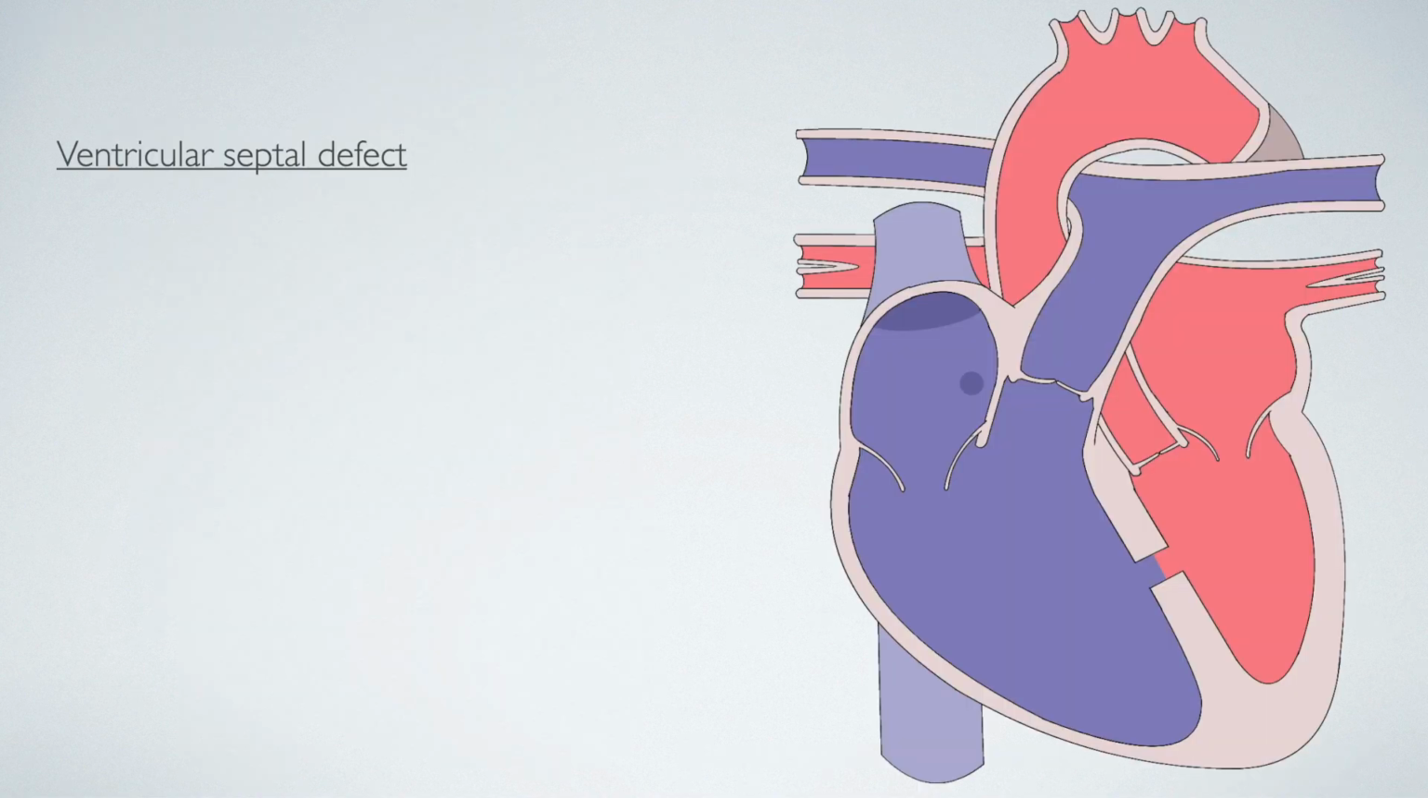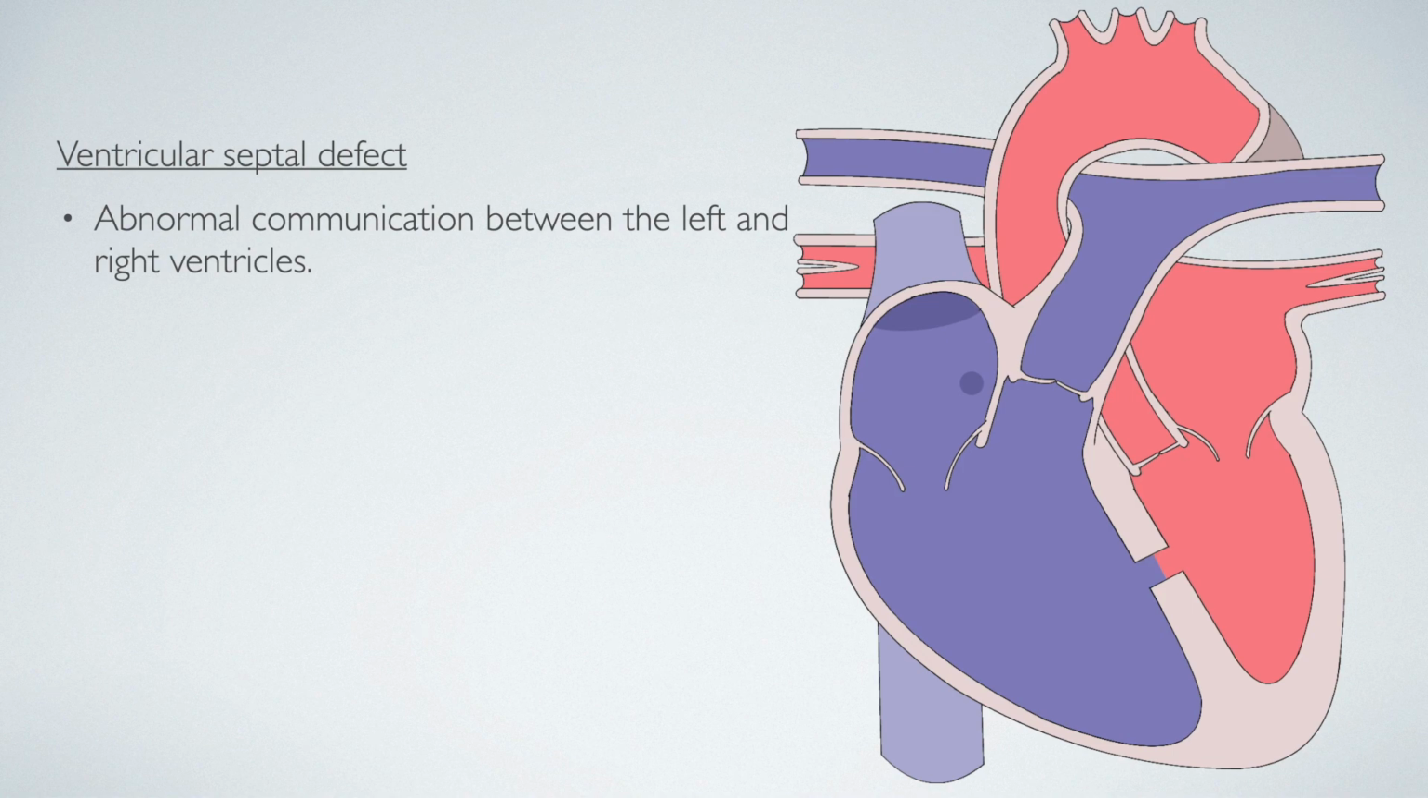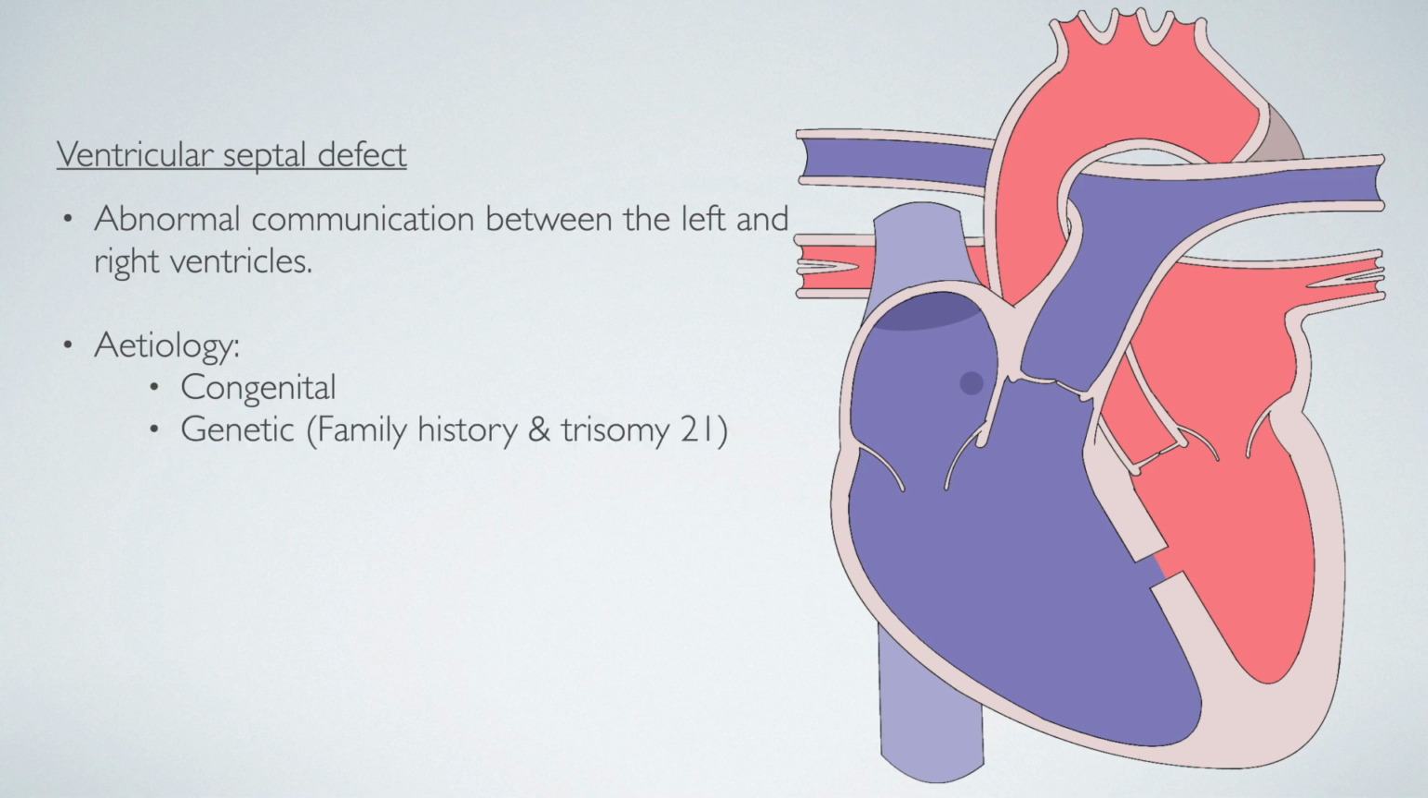Let's pause for a moment to learn more about ventricular septal defects. They effectively form an abnormal communication between the left and right ventricles. Ventricular septal defects are a common type of congenital heart disease. It occurs due to abnormal development of the ventricular septum early in fetal development. Genetics also contribute to the development of ventricular septal defects.